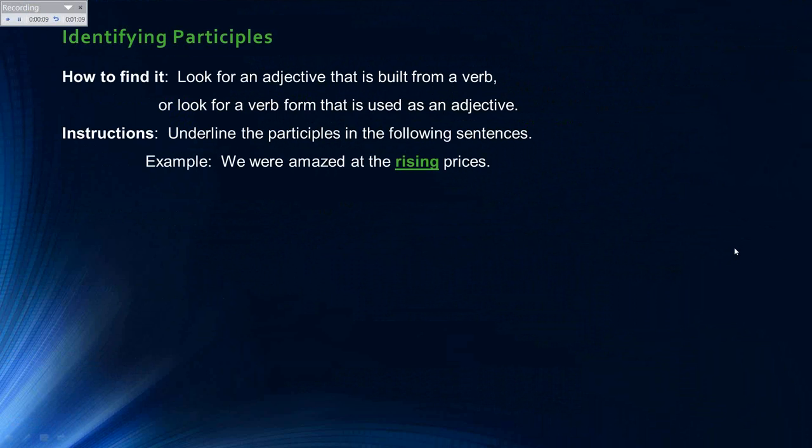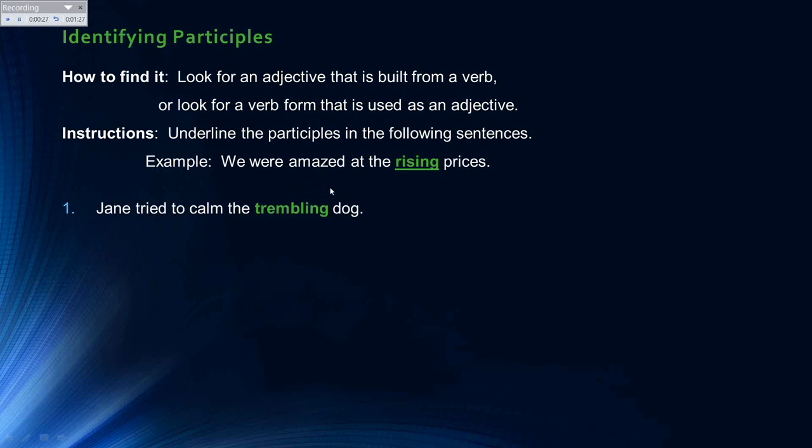We were amazed at the rising prices. Here you've got a verb form, but it's functioning as an adjective modifying prices. It ends in ing. So we have one there. Trembling, of course, is a verb form. It ends in ing, but it functions as an adjective modifying dog. Then we have the whining animal. It looks like a verb. It ends in ing, but it functions as an adjective modifying animal.